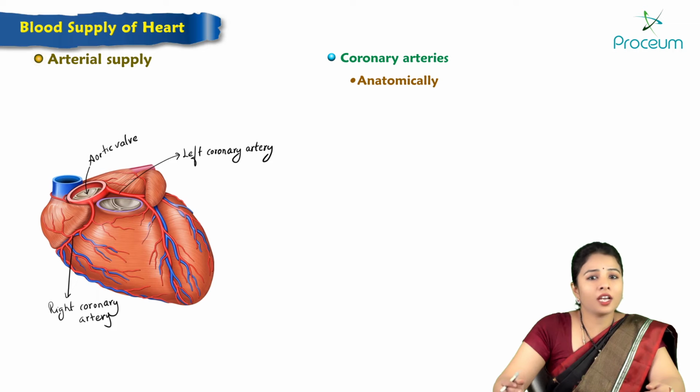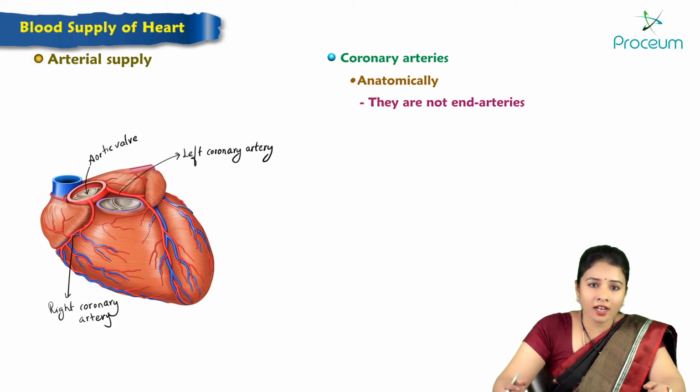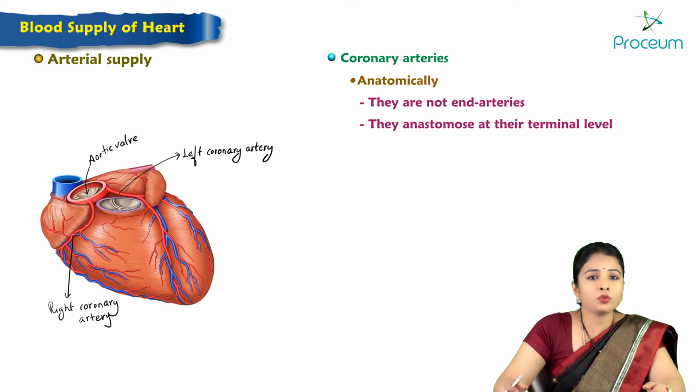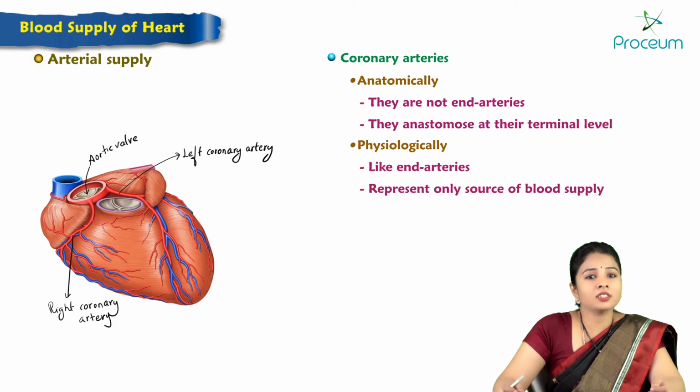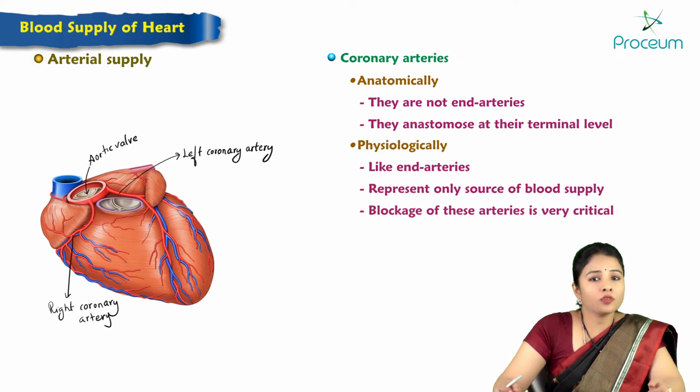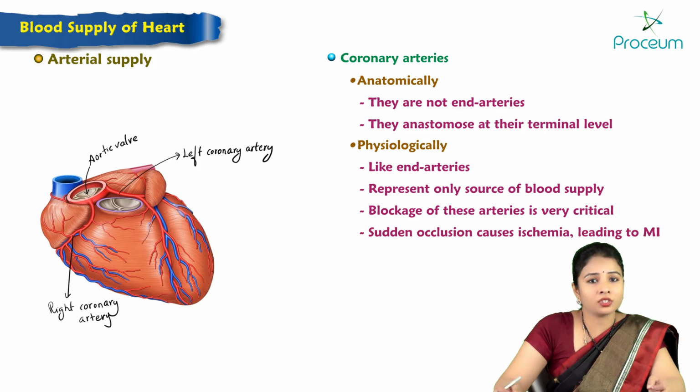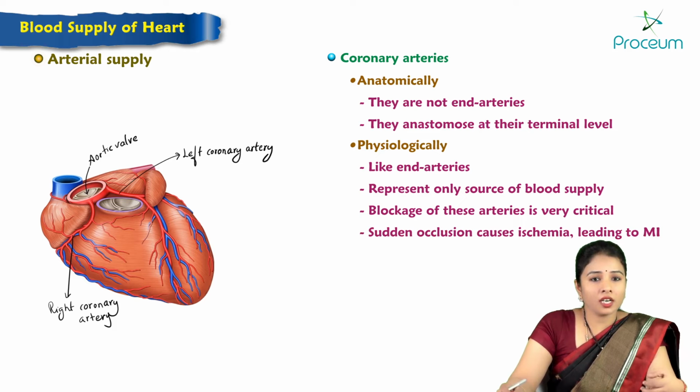Anatomically, coronary arteries are not end arteries, as they anastomose at the terminal level. But physiologically, that is functionally, they are like end arteries, since they represent the only source of blood supply. That is why blockage of these arteries is very critical, especially in sudden occlusion. Sudden occlusion of these arteries causes ischemia of a particular part of the heart, leading to myocardial infarction.